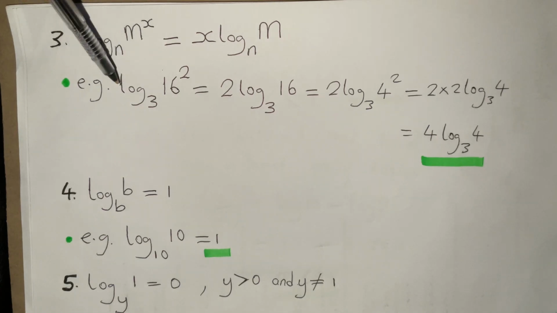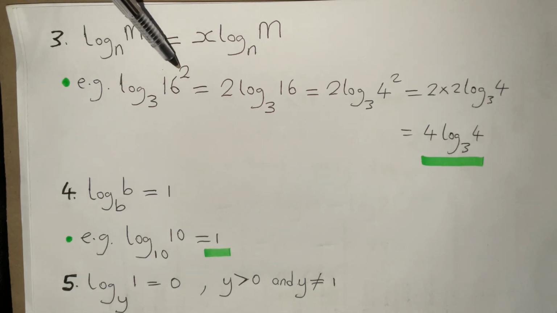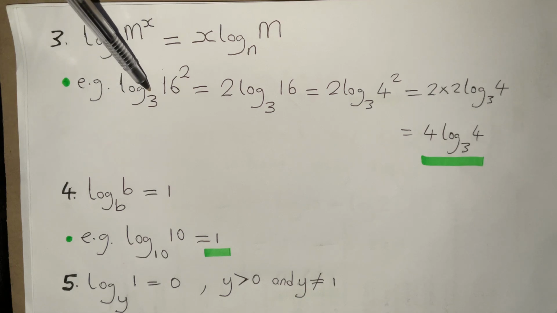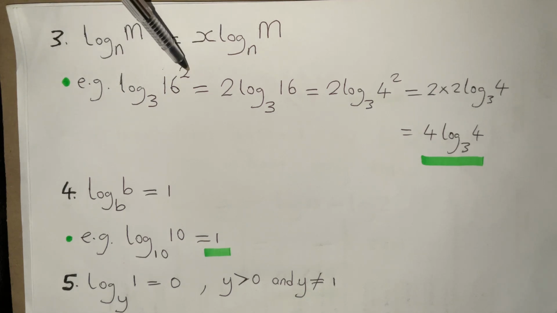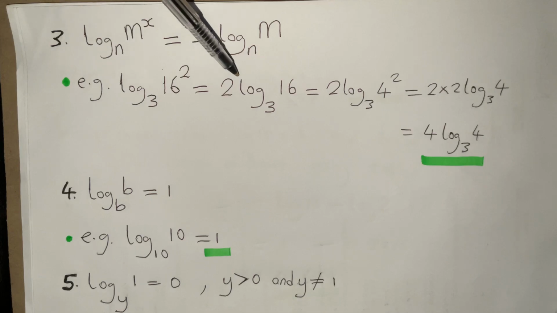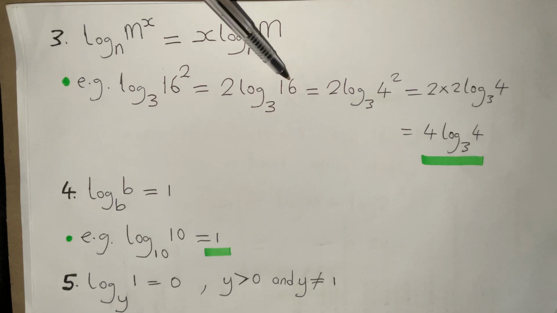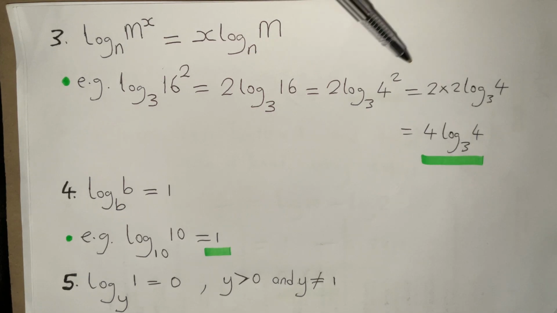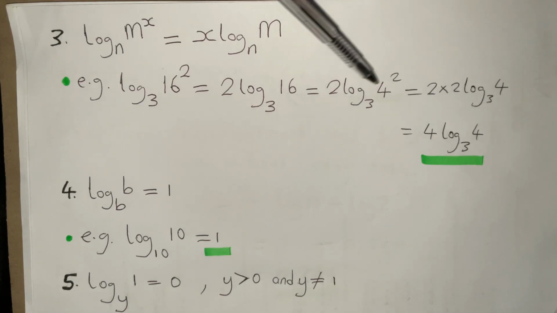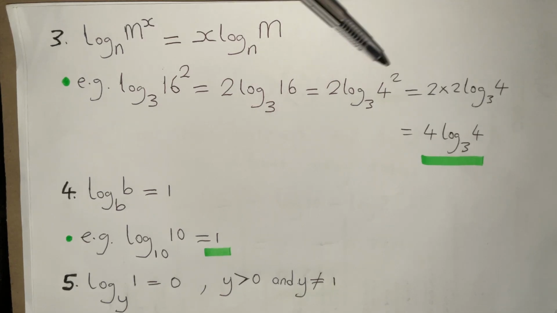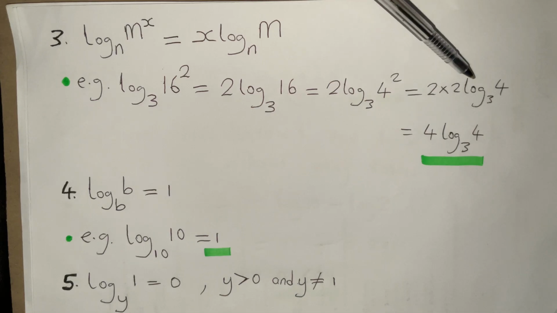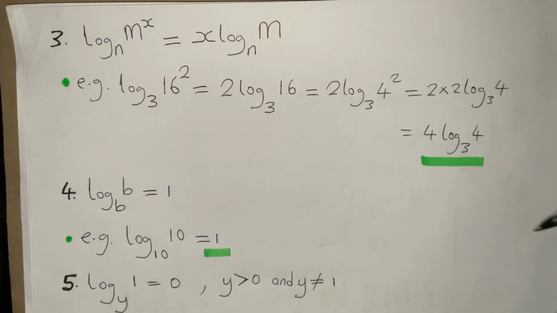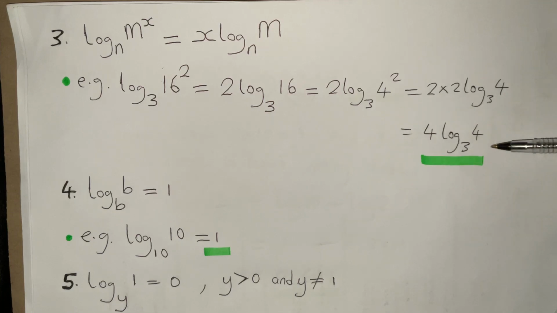Here's an example. Log of 16 raised to the power 2 to base 3 becomes, this 2 goes right here, so it becomes 2 log of 16 to base 3. Further, we can simplify this 16. 16 can be written as 4 raised to the power 2. So this 2 will go again here. Finally, this 2 and this 2 multiply, so it becomes 2 multiplied by 2 log of 4 base 3, and our answer will be 4 log of 4 to base 3.